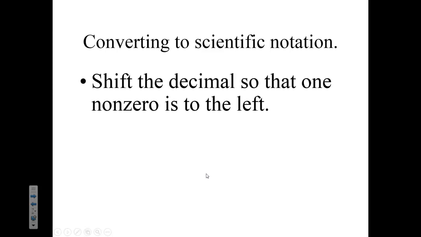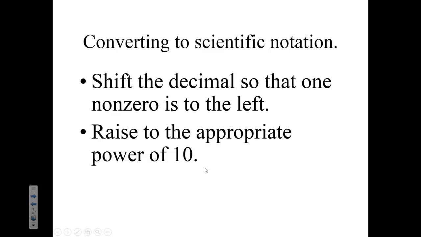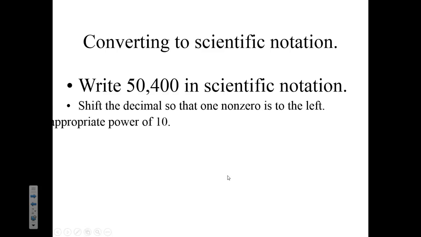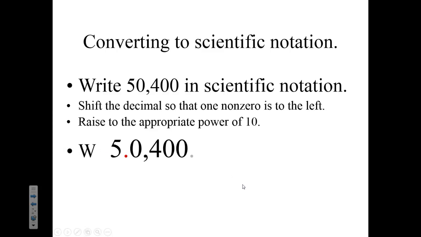So how do we convert from standard form to scientific notation? Well, you're going to shift the decimal so that there's one non-zero to the left, and then you're going to raise it to the appropriate power of 10. And we just looked at how to do that in the earlier slide. So let's take the number 50,400 and write it in scientific notation. And we're going to shift the decimal so that there's one non-zero to the left. We're going to raise it to the proper power of 10.